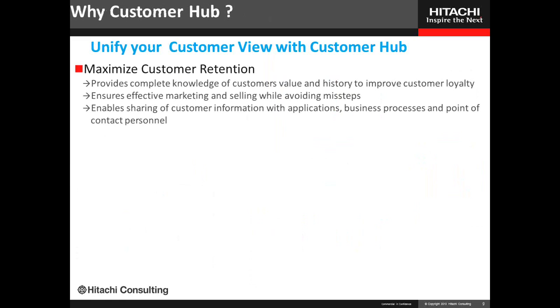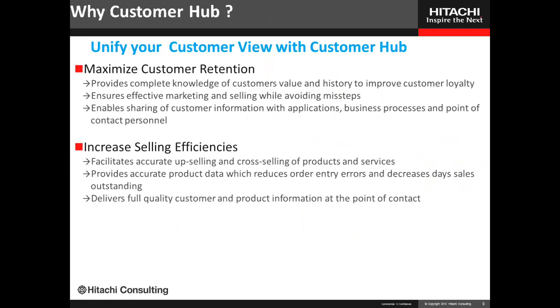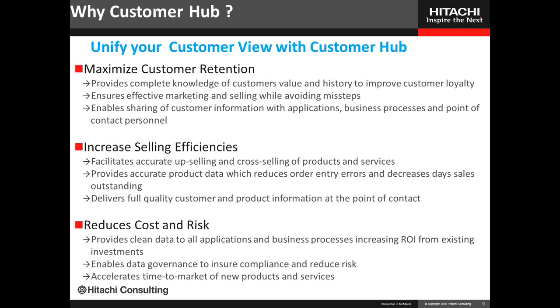Okay, so why do you need a customer hub? One is to maximize your customer retention. Having complete information about your customer will help you approach your customer and make the customer interaction more informative, as well as help him with the right services and products. It also increases your selling efficiency. You know exactly what the customer is looking for. Suppose he buys a car, you know what type of service is required for him, and when the after-service or accessories are required.